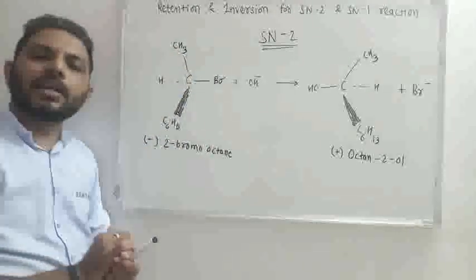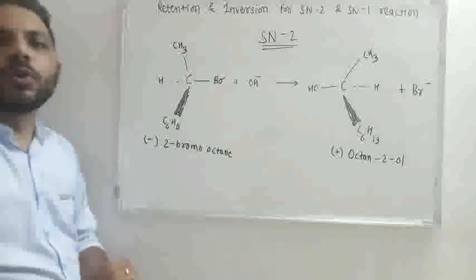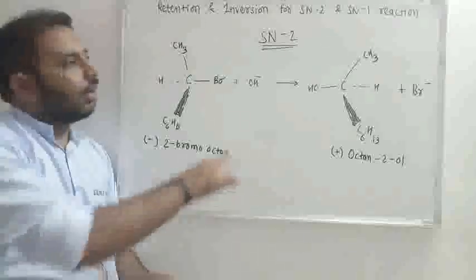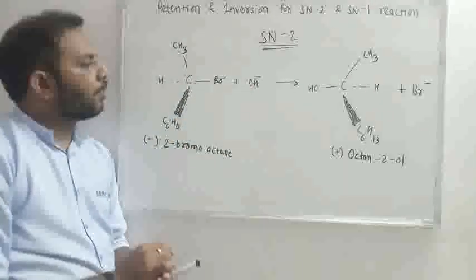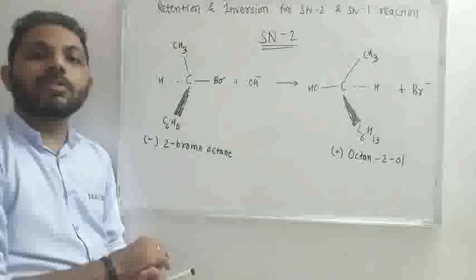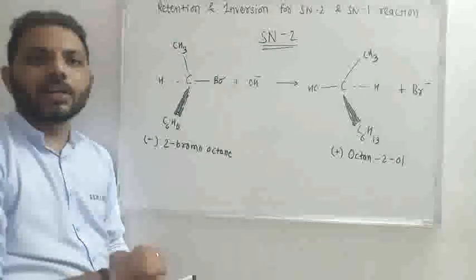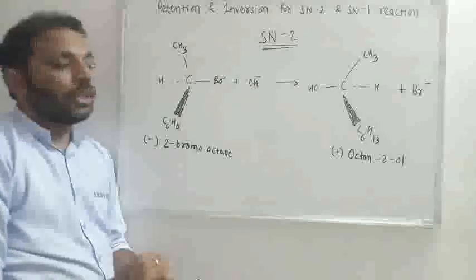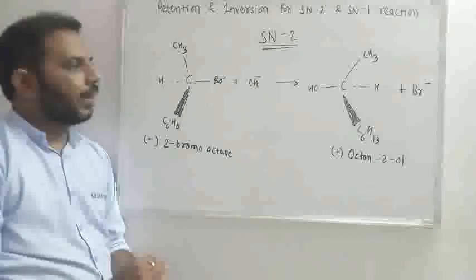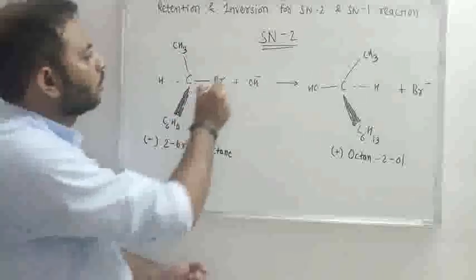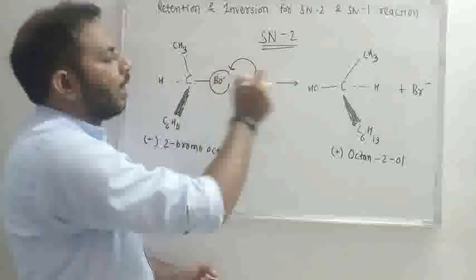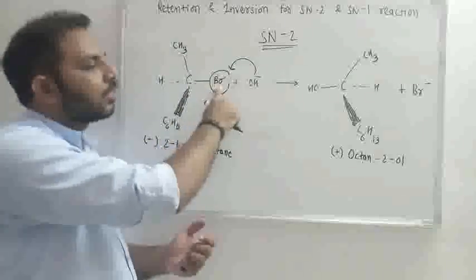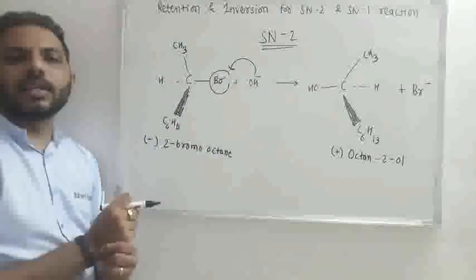The minus sign indicates that it is levorotatory. It rotates light in the left direction. Okay. Now, the nucleophile is OH minus, which means 2-bromo-octane reacts with NaOH, a strong base. So OH minus is a nucleophile. Now, a nucleophilic substitution reaction will take place. So instead of the halogen, the nucleophile will come.